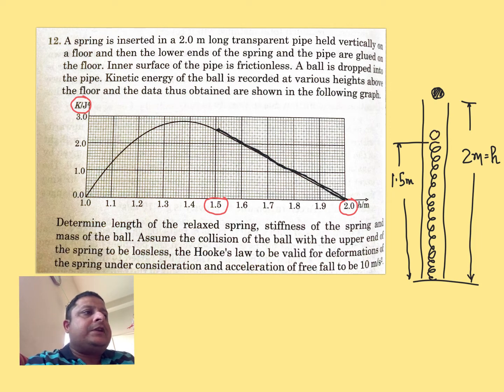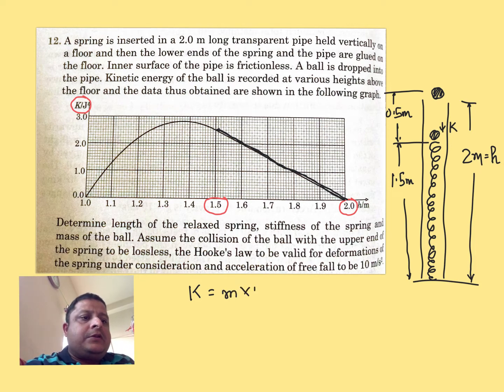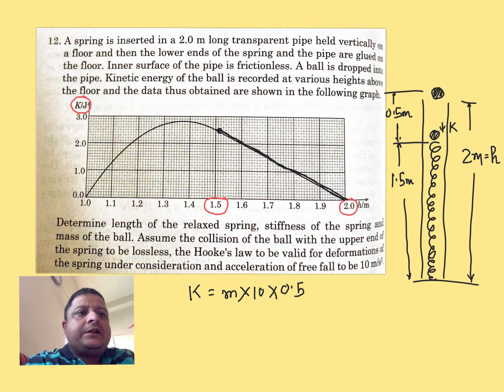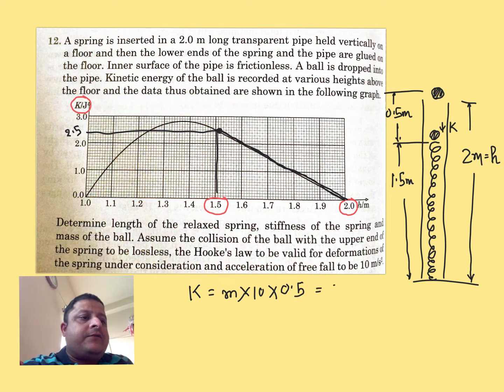Now see here, when it has fallen down a height of 0.5 meter, it has got a kinetic energy K. How will you find out K? Now this K is equal to mgh, m into g, 10 into h, where h is equal to 0.5. Now what is kinetic energy at that point? See here, when it reaches this, what is the kinetic energy? It looks like 2.5 joule. So this happens to be 2.5.